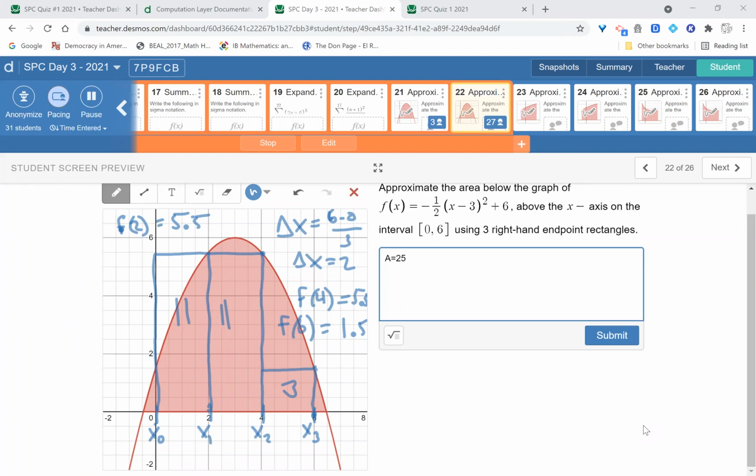Yes, Juliana, on that question. Ariana, the scale 2 came from that's because we calculated delta x to be 2. For calculating delta x, it's going to be the right endpoint, which is 6, minus the left endpoint, which is 0, divided by the number of rectangles. Since we're using 3 rectangles, we divided by 3, and that worked out to give us 2. It won't always be nice numbers like that.